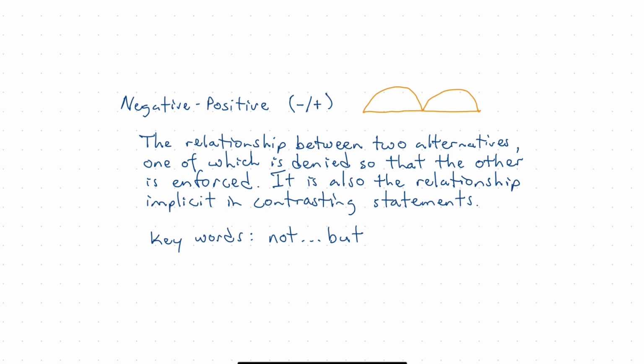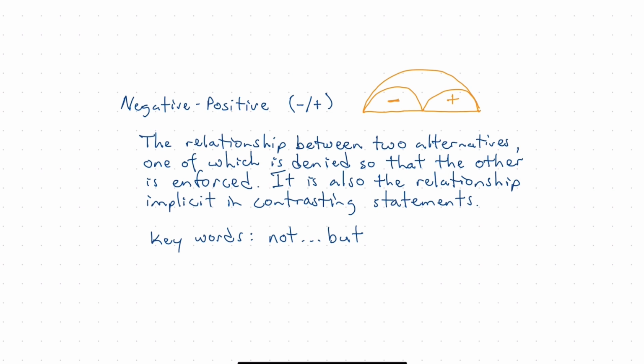Sometimes this can be translated from the Greek into except, but most often you'll see the key words will be not but. And when you see that, you'll draw your two arcs over the two propositions, as I've done here, and then you'll simply put a negative, not this, but that. And then you'll draw one arc over the top to signal that those two propositions are in relationship with one another, and that relationship is negative, positive.